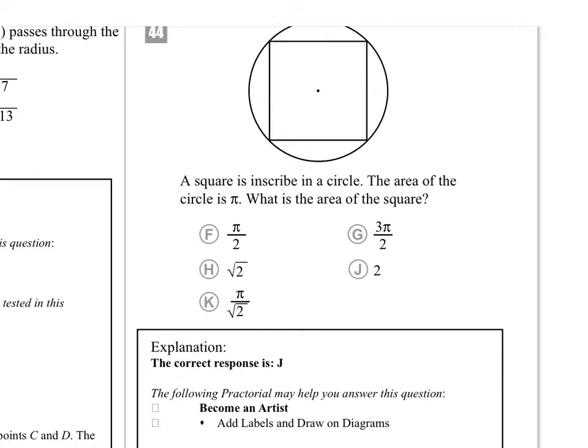Alright, 44 from the practice test we just took. A square is inscribed in a circle. The area of the circle is pi. What is the area of the square?